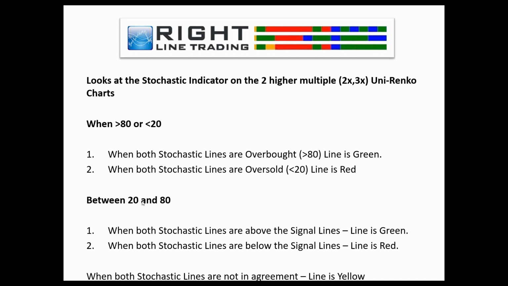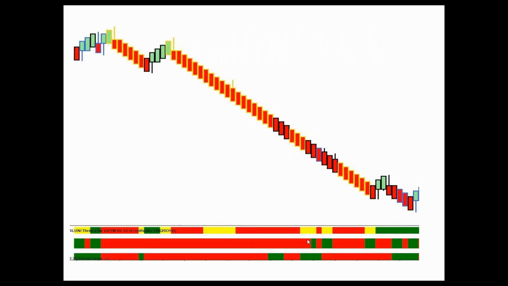Now, when the oscillator is between 20 and 80, it's the position of the stochastic line above or below the signal line. When the stochastic line is above the signal line on both time frames, the line is green. When the stochastic line is below the signal line, the line is red. And when they're not in agreement, you stand aside. So now you have three lines.